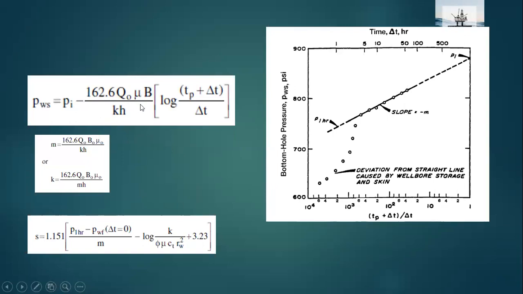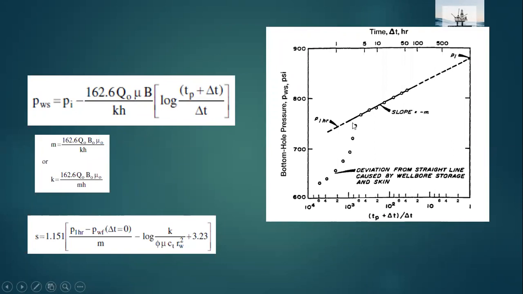which can be equated to 162.6 Qo μ B / kh. Qo represents the flow rate of oil, μ the viscosity, B the formation volume factor, k the permeability, and h the thickness. And finally, multiplied by log of (Tp + ΔT)/ΔT. As I said, Tp is the production time and ΔT is the shut-in time. If you plot a graph, it shows a linear rise, but before that you can see some deviations.